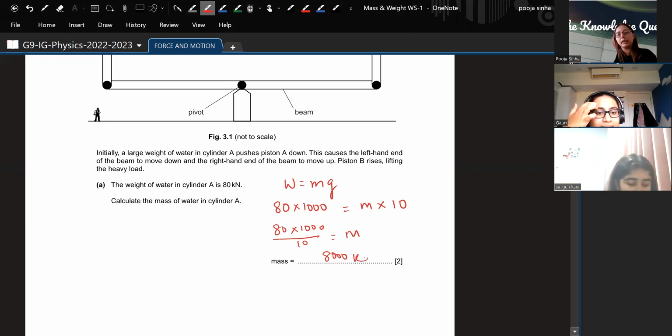So for doing this much work you get the full 2 marks. What are the things? It's very important to show the formula. Second, very important to show the substitution, how you're plugging in the values. Okay, that is very important.